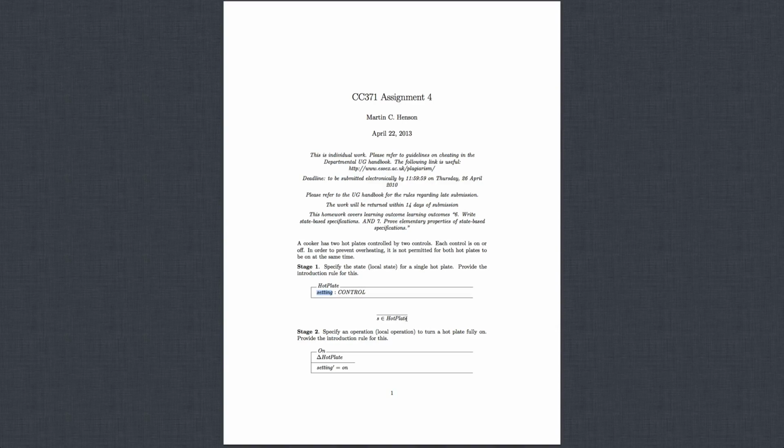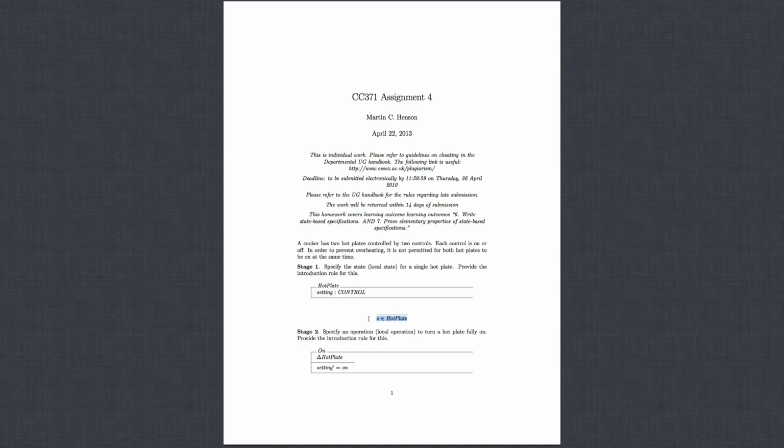As for the introduction rule, as with all introduction rules for states, the conclusion will have this form, that some particular state S belongs to the state space in question, in this case hot plate. The premises on this rule will be given in terms of the declarations, and here is one, and in terms of the predicates, of which we have none at all in this example. But as you can see, this is an axiom, not a rule. It just has a conclusion here, but no premises.